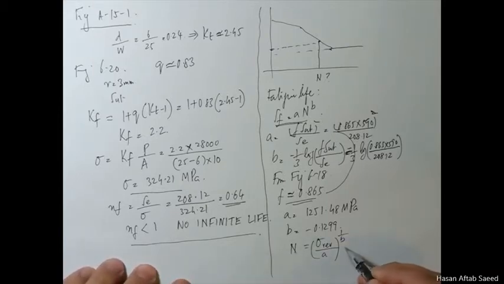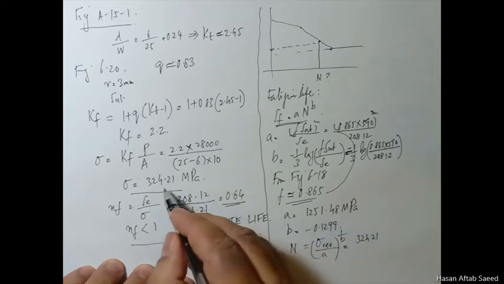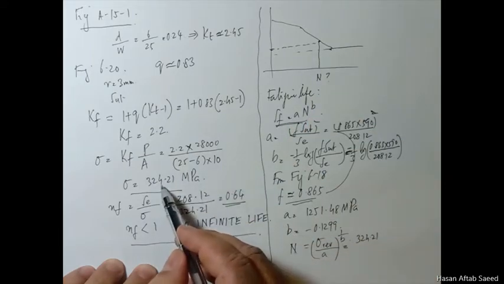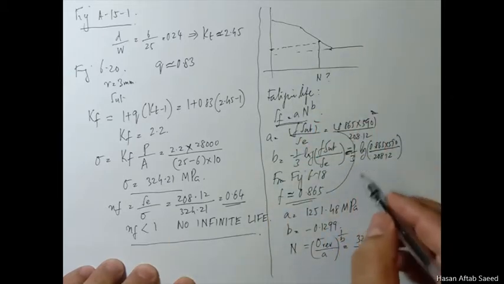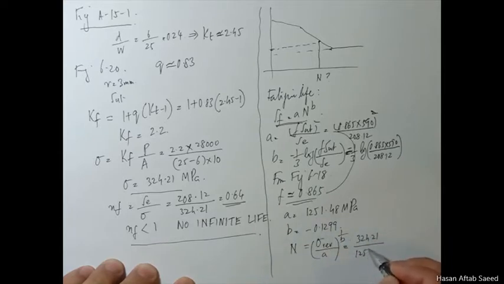So this is the expression that should give us the number of cycles that we can expect this thing to last. So put in the values. This completely reversed stress that we are applying is 324, more than obviously this endurance limit. If it was less than the endurance limit, there would have been no question of calculating N, because it would have infinite life. A, we just calculated, 1 over minus 0.1299. And this N, if you calculate this, turns out to be 32,792 revolutions.